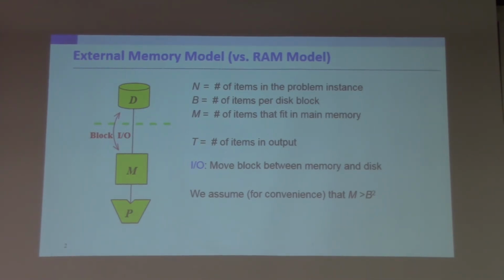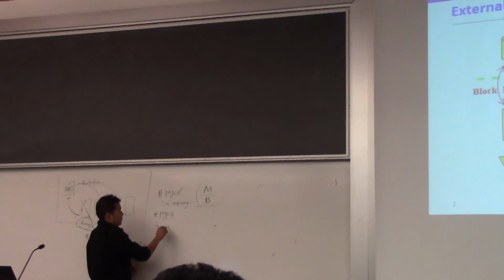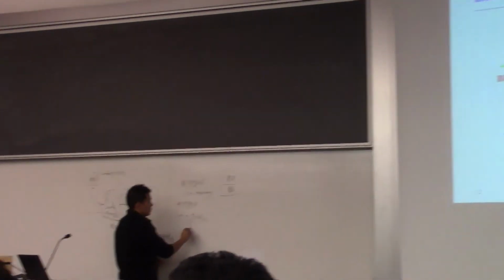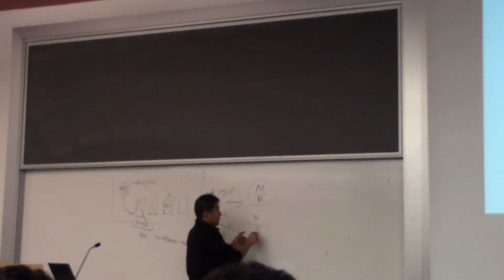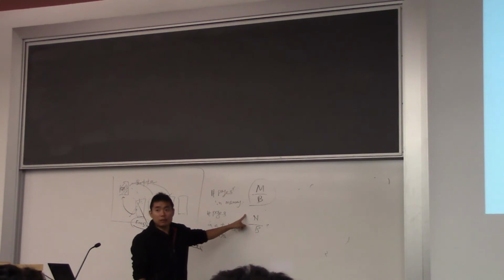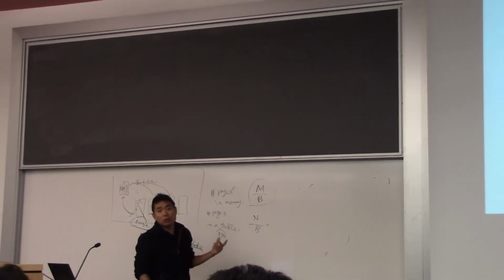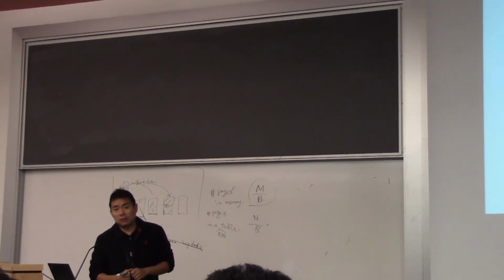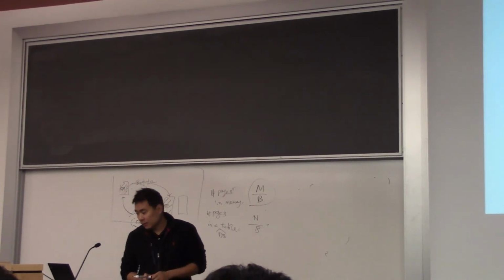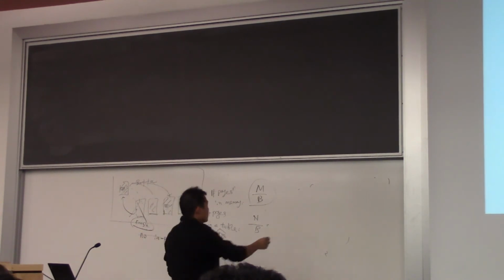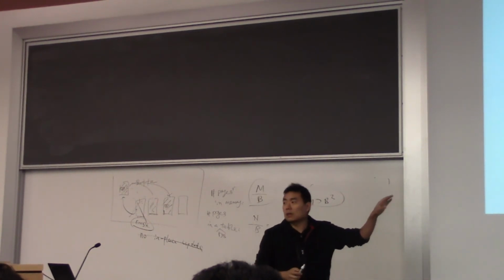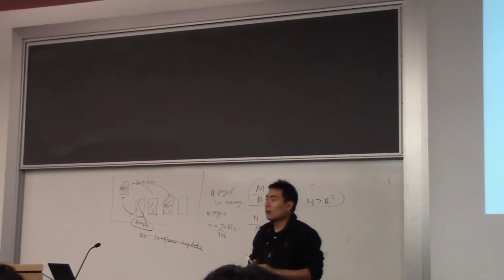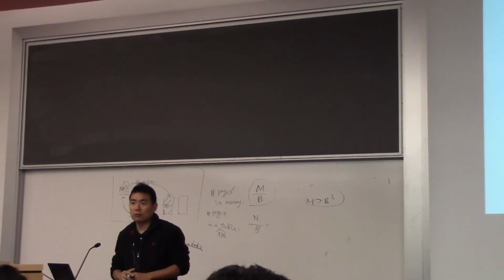What about the number of pages from your database table? It is the total number of records from the table, N, and B is the number of records in a page. So N over B must be the number of pages from that table. And we have this assumption that M is greater than B squared. You may wonder why we have this assumption. This comes in much later. So for now, just assume it. We need this assumption for some analysis to hold.